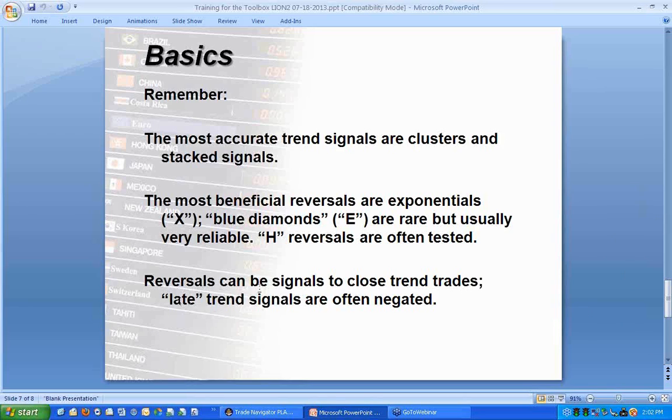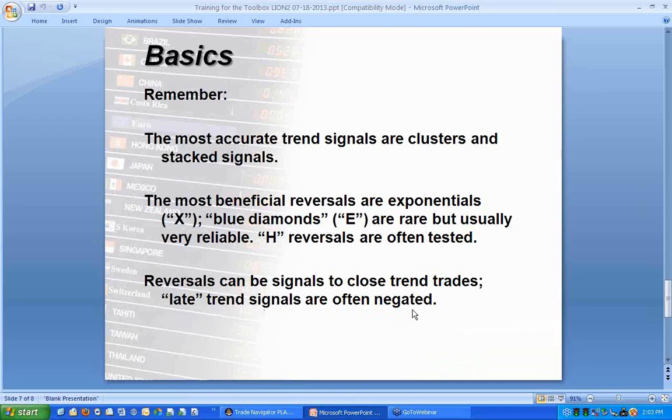Reversals can be signals to close trend trades, if you want to use them that way. I personally don't like to use them that way. I like to use them to put new trades on. I like to use them as warning signals, but I don't close out my long if a short reversal shows up.